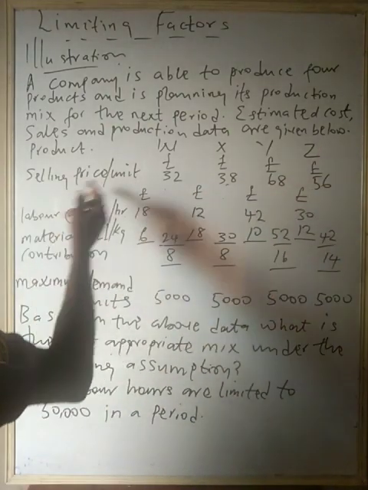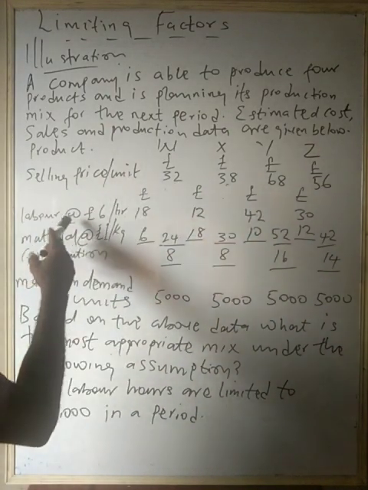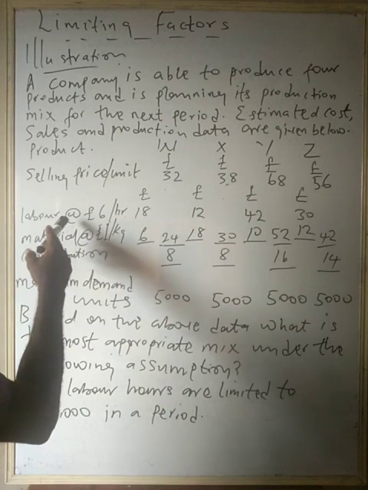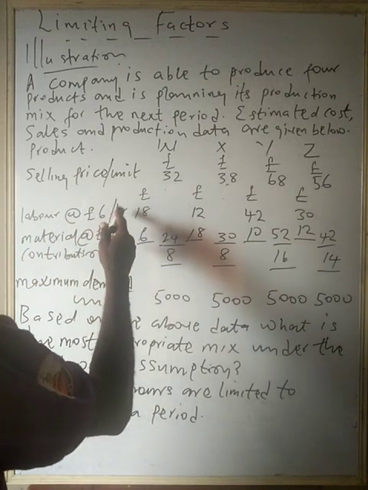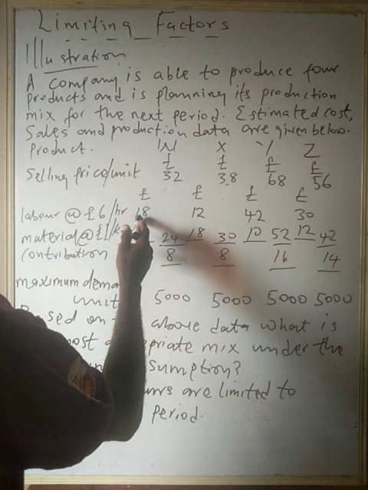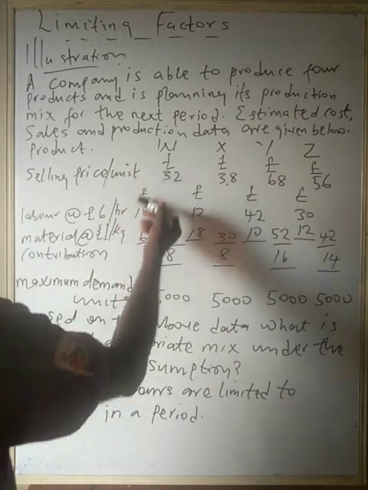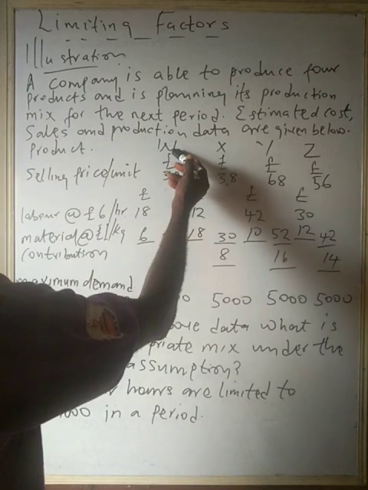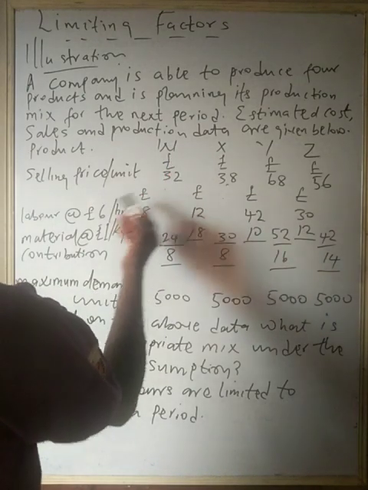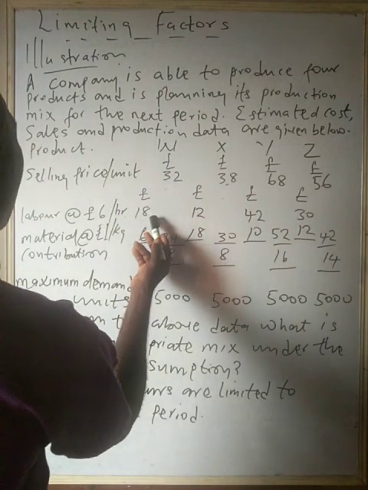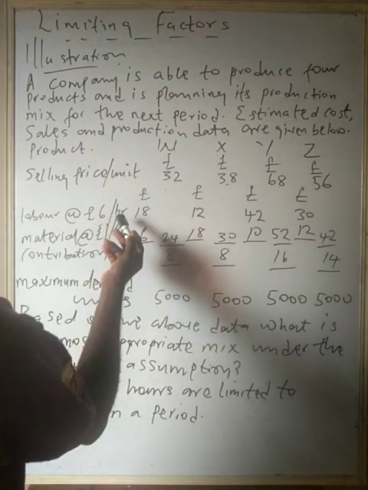Pounds again for the prime cost. Labour at £6 per hour, giving us 18 pounds. That means how many hours is used for one unit of product W? For us to get the hours, 18 pounds divided by £6 gives us 3 hours.